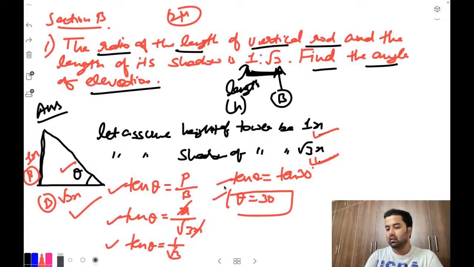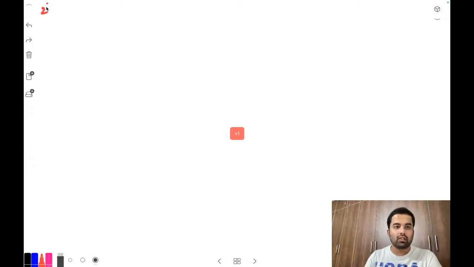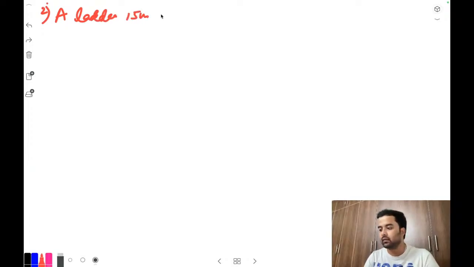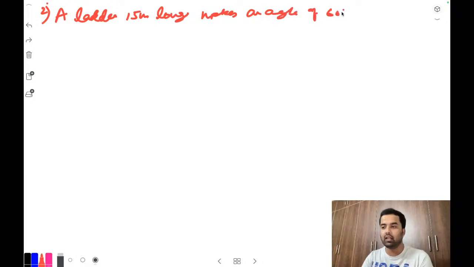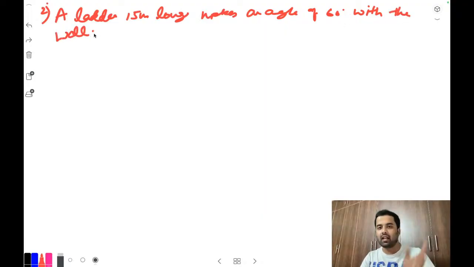Okay. Now let's switch to question number 2. Question number 2 here. Let me write first. Question is: a ladder 15-meter long. Now figure out what are the given. Makes an angle of 60° with the wall. Try to imagine that diagram in your mind, okay? Then only put it on the paper. Try to imagine this.